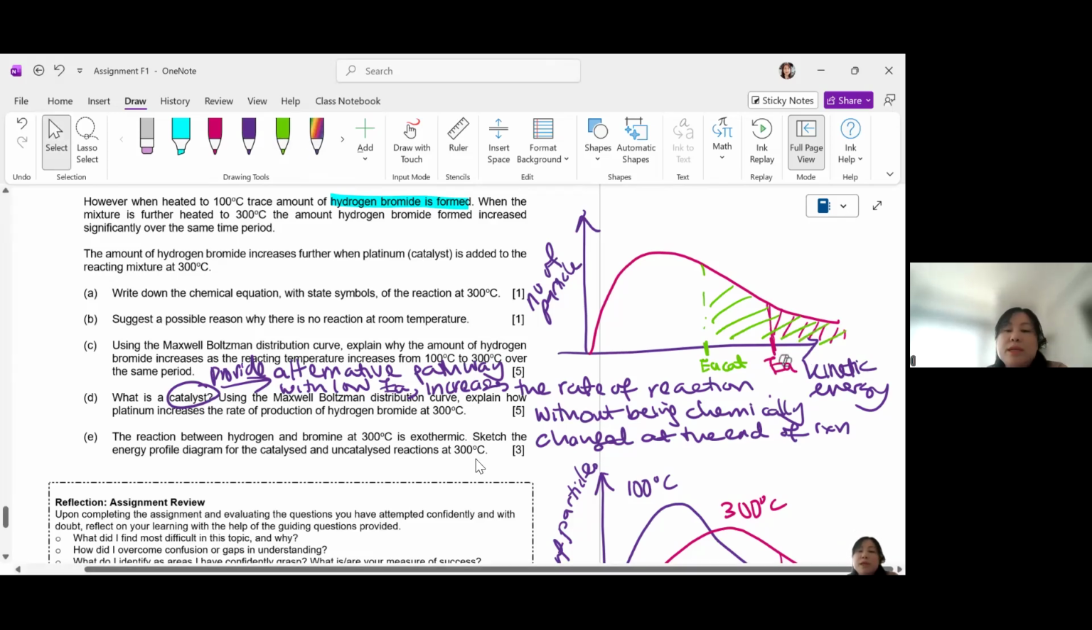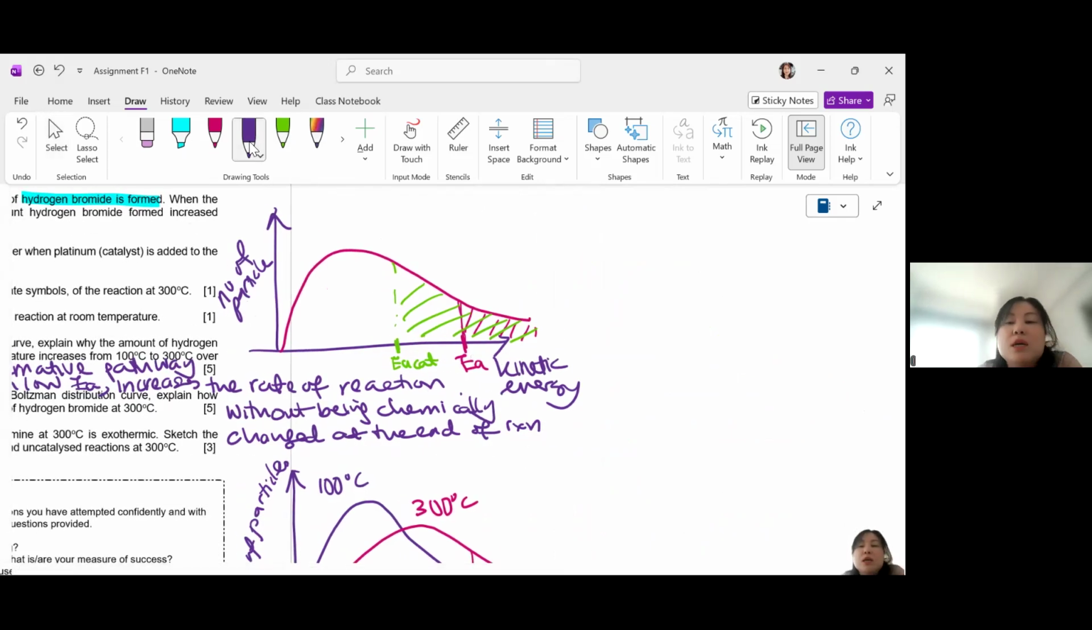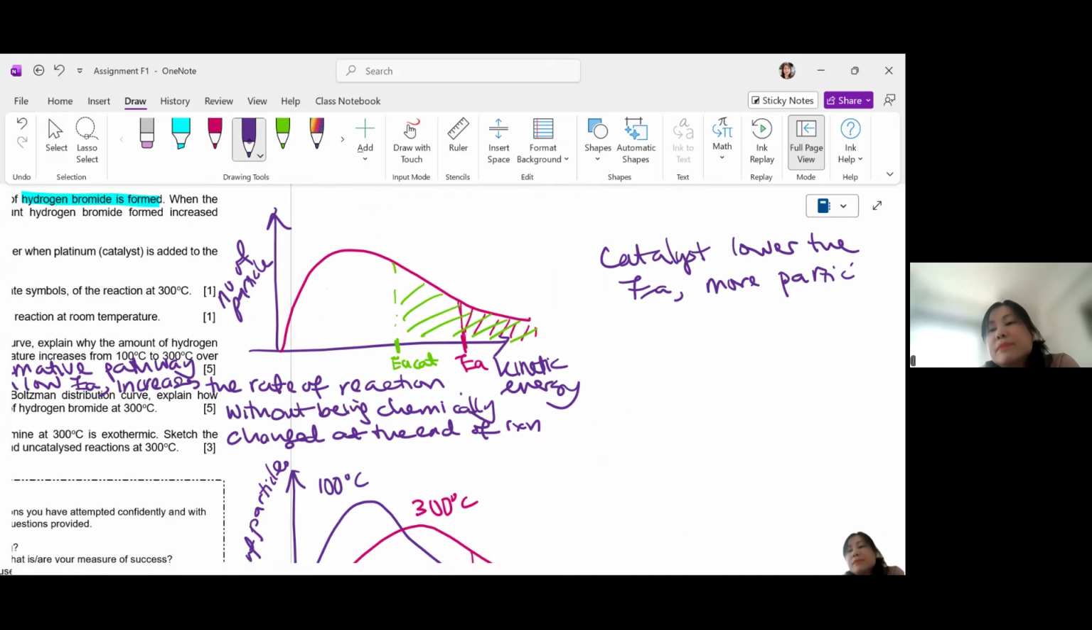So how do we put that observation in our answer? How do we structure our answer? We can state that the catalyst lowers the activation energy, and therefore from the graph we are seeing that there are more particles with E greater than or equal to EA.